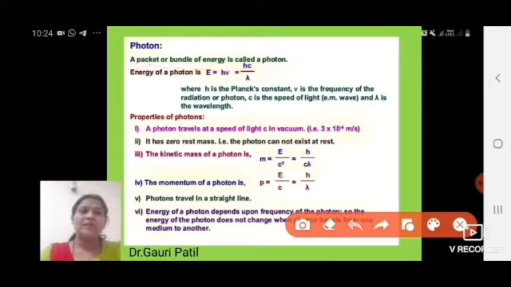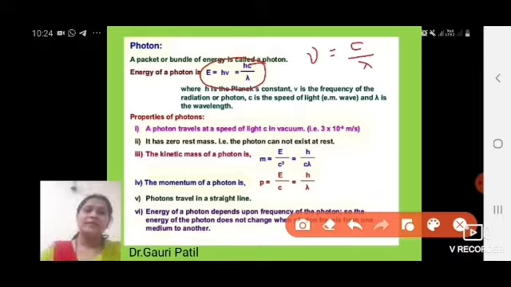E is equal to h nu, where we know that the velocity c is equal to nu lambda, so nu is c upon lambda. By putting this value we get the energy of a photon E is equal to hc upon lambda, where h is Planck's constant, nu is the frequency of the radiation or photon, c is the speed of light, and lambda is the wavelength. So this is the equation for the energy of a photon: E is equal to hc upon lambda.